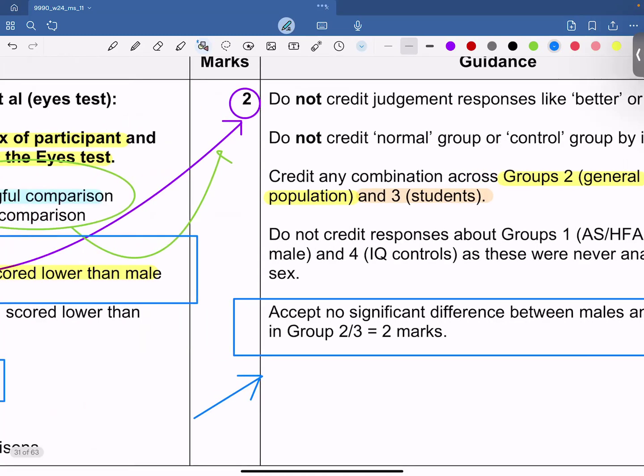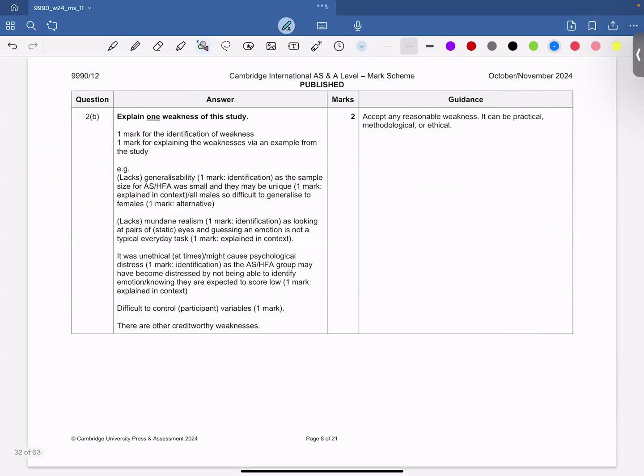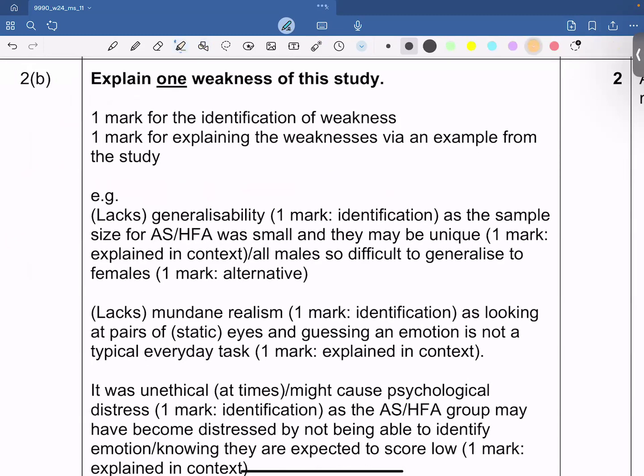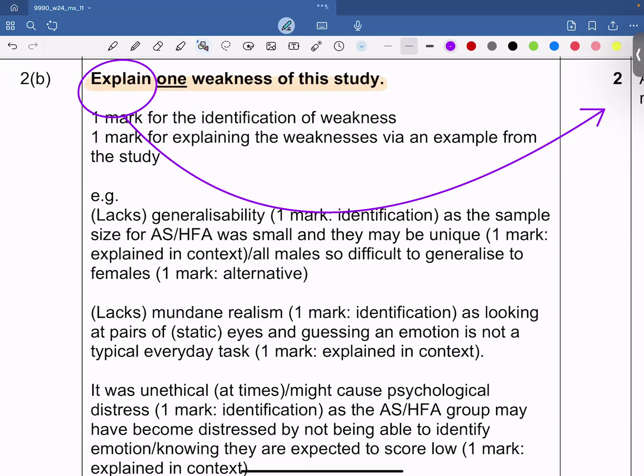Now, taking this ahead, moving on to question number 2B. The second part of the question reads, explain one weakness of the study. The command word over here is explain. Whenever the examiner uses the word explain, you are expected to set out purposes or reasons, make the relationship between things clear, say why and or how, and support with relevant evidence.